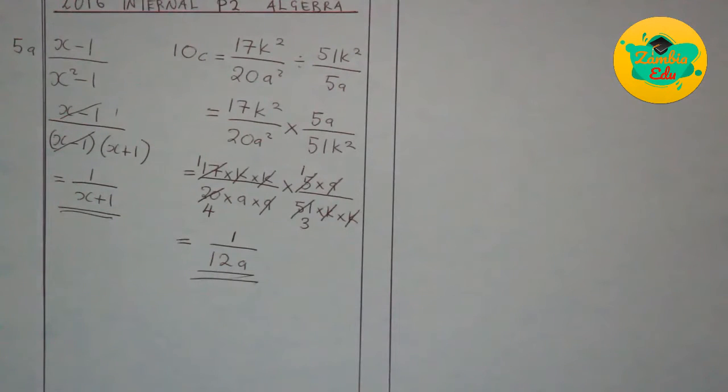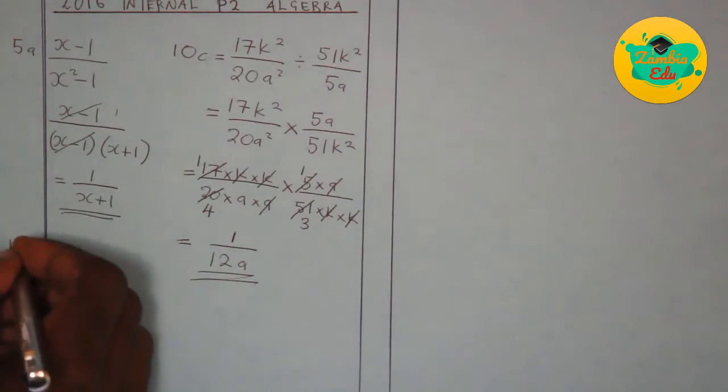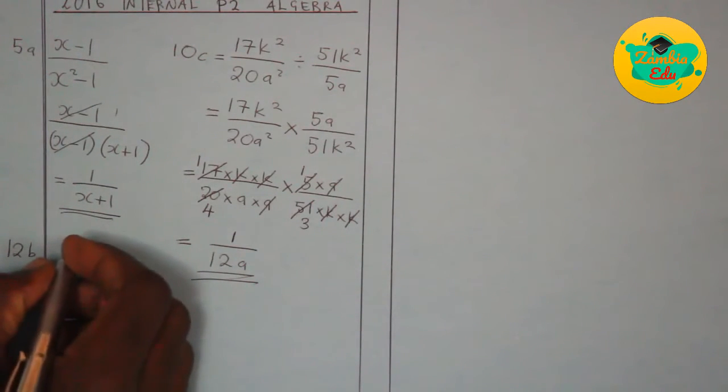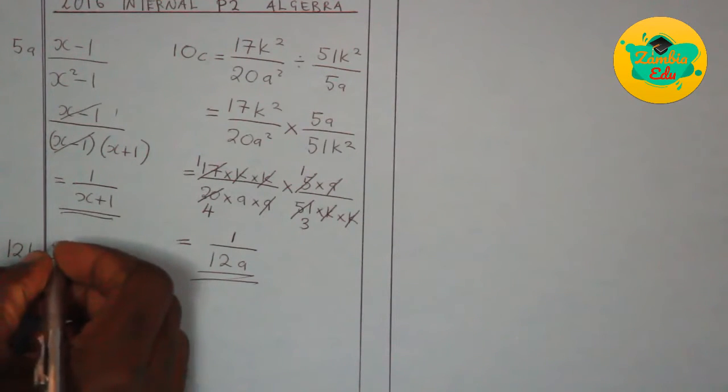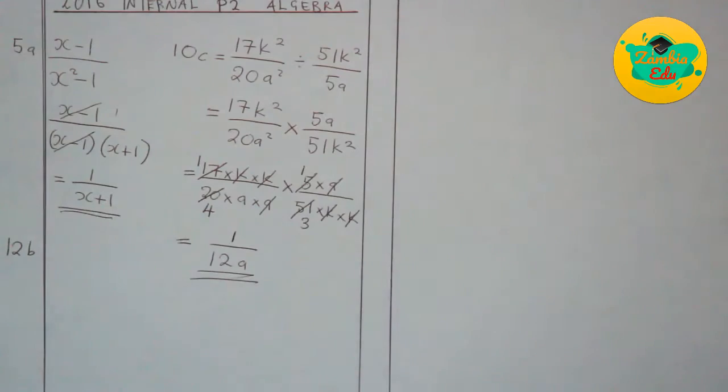We go to our last question in the 2016 internal paper, and the last question said, express 2 over 2x minus 1, subtract 1 over 3x plus 1 as a single fraction in its simplest form. So what we are looking at is 12b, and then we are considering, maybe let me change the color of the pen so that they're able to follow properly.